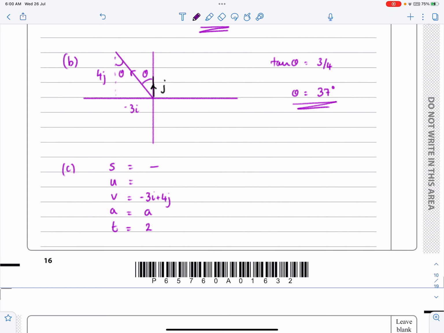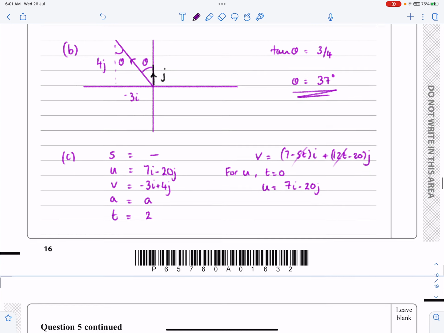Because if I want to find u, so we're going to do this first. If v was equal to (7 minus 5t)i plus (12t minus 20)j, for u we're just going to have t equals 0. So u is going to work out to be, if t is 0 there and there, 7i minus 20j, isn't it? So u is equal to 7i minus 20j. Brilliant. Okay, now I've got that.